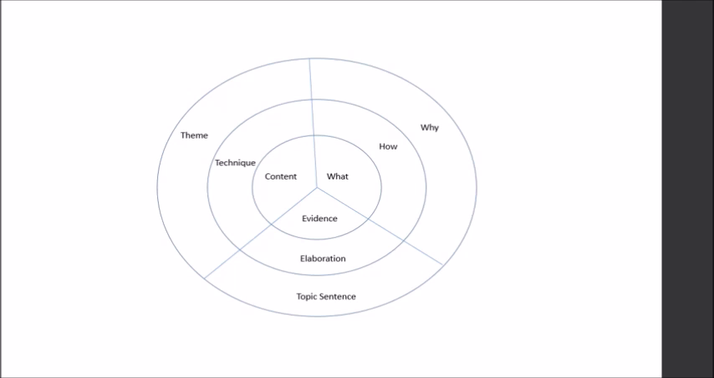What we're really looking at is this model with the 3 circles, and it's about identifying the theme, the technique, and the content. And the idea that we've got is that you can't really start writing a paragraph, you can't start writing your essay until you understand these 3 things. If you can get these 3 things together, that gives you the guts of a paragraph. And you can see down the bottom here how that relates to the topic sentence, elaboration, and the evidence.